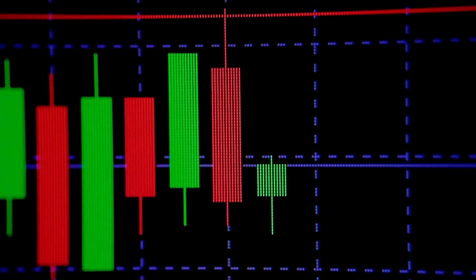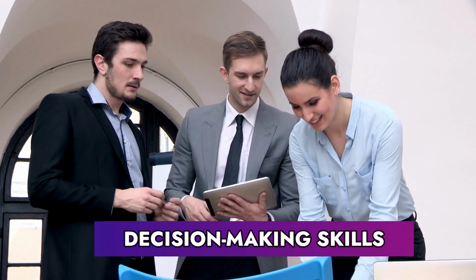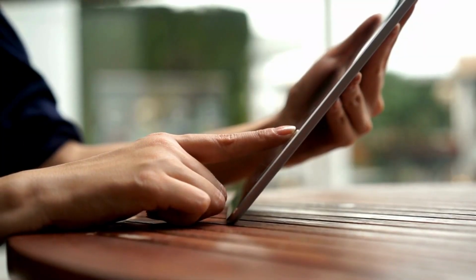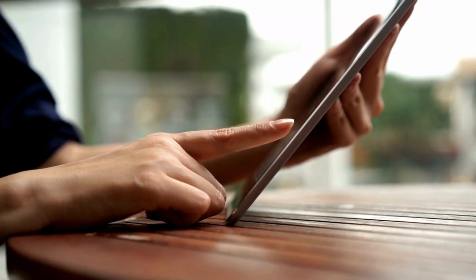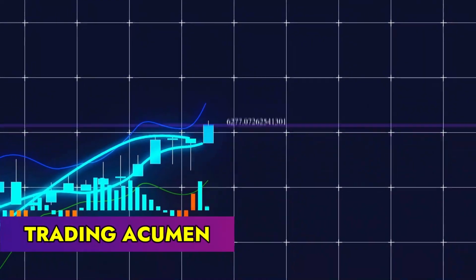The quest for knowledge will help you stay at the forefront of trading trends and enhance your decision-making skills. A plethora of resources are at your disposal, be it ebooks, online courses, webinars, or trader forums. They all offer invaluable insights to refine your trading acumen.